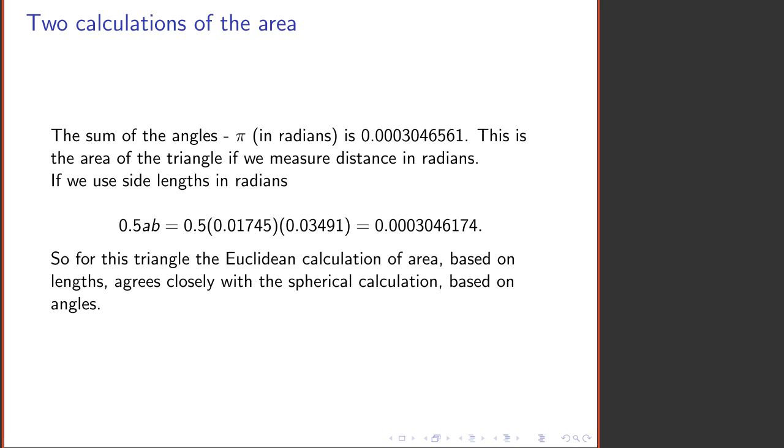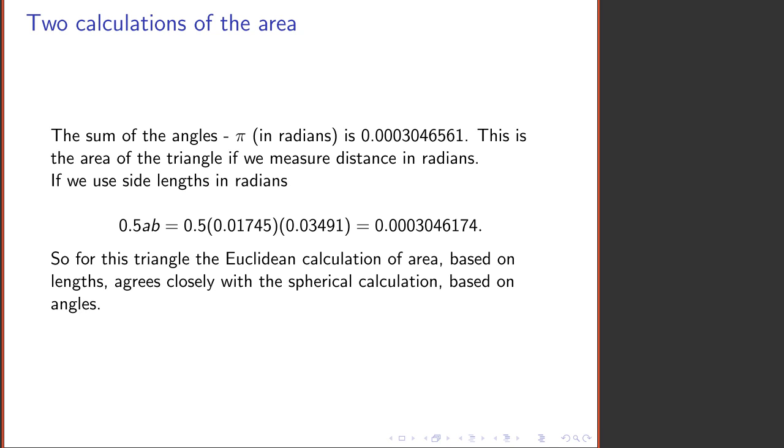So the formula we just proved says that the area of this triangle is equal to the sum of the three angles minus pi. Everything has to be expressed in radians for this to work, and I get 0.0003 and change. Here I'm measuring distance in radians, so if I want to do Euclidean geometry, I also have to measure distance in radians. That's not hard. 2 degrees is about 0.035 radians. 1 degree is half of that. So I take 1/2 a times b.